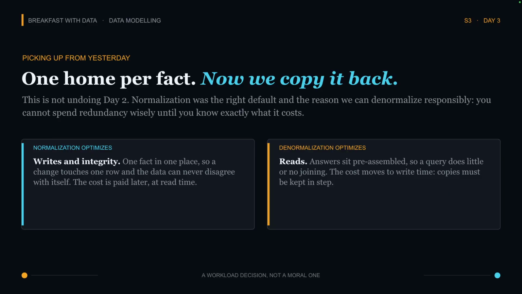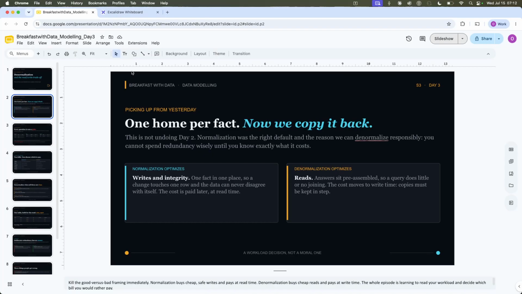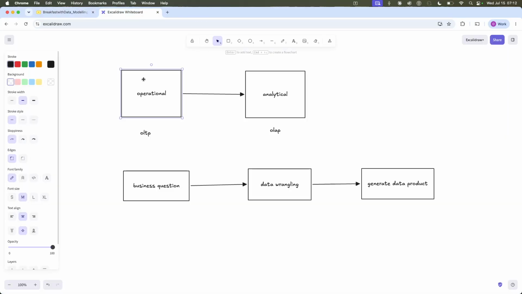So again, it's not that normalization is better than denormalization. No, it's the right tool for the right purpose. So for operational use cases, we try to normalize because we are optimizing for write and for data integrity. For analytics, we are optimizing for read.